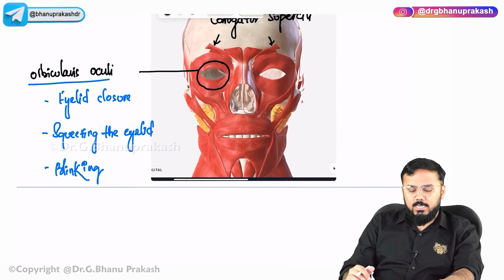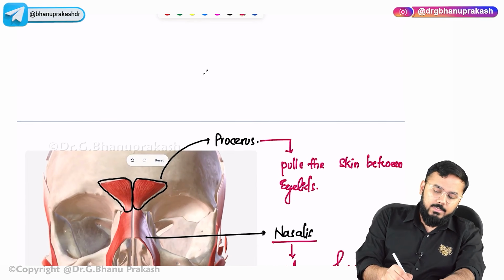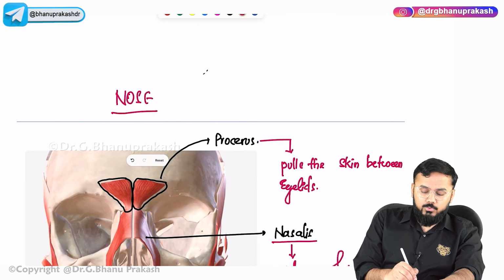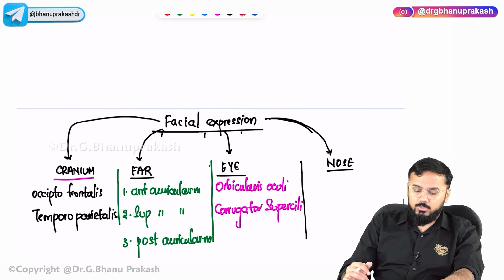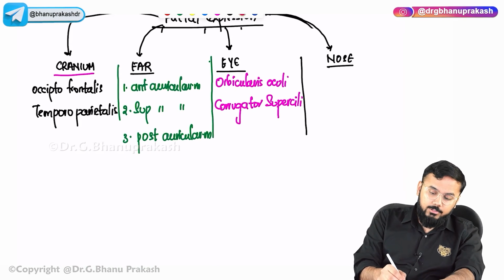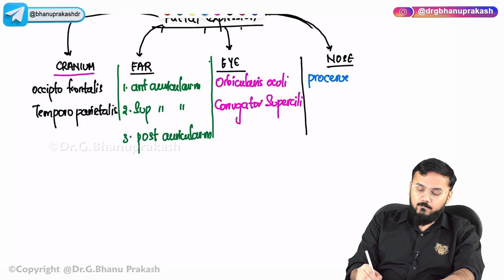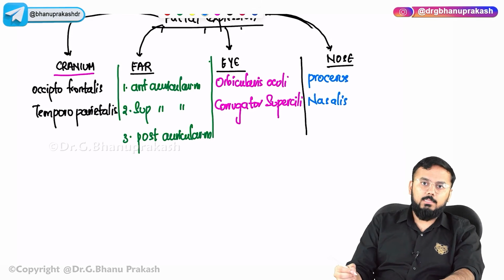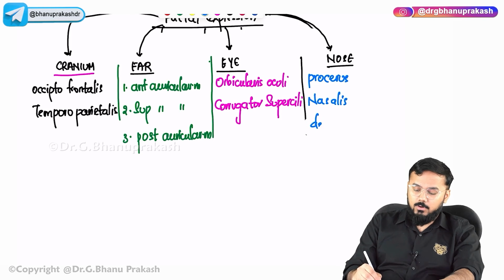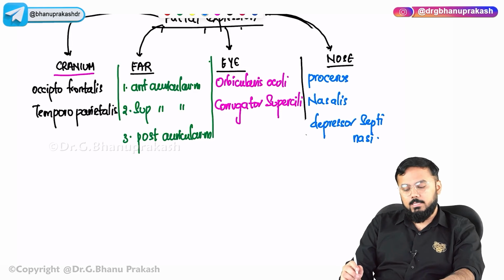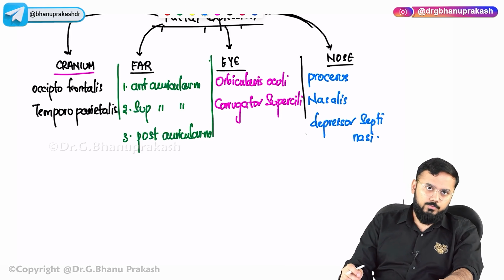Okay, so what are the three muscles that are attached to the nose, guys? Once again, let me write these muscles over here. One is your procerus. Next muscle is your nasalis, and third is depressor septi nasi. These are the three important muscles that are present towards the nose.